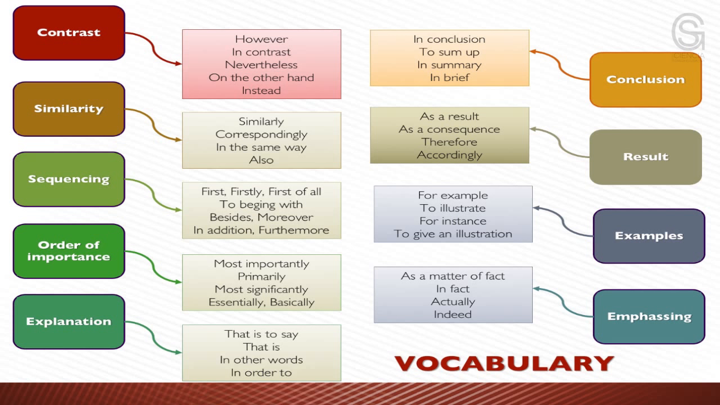Then we have order of importance. Keep an eye, because in this section we have, most importantly, a word that is called primarily. This word is similar to the process words firstly or first, but don't worry, it's a common mistake that learners make. They use primarily as a sequencing word, but it's an order of relevance.